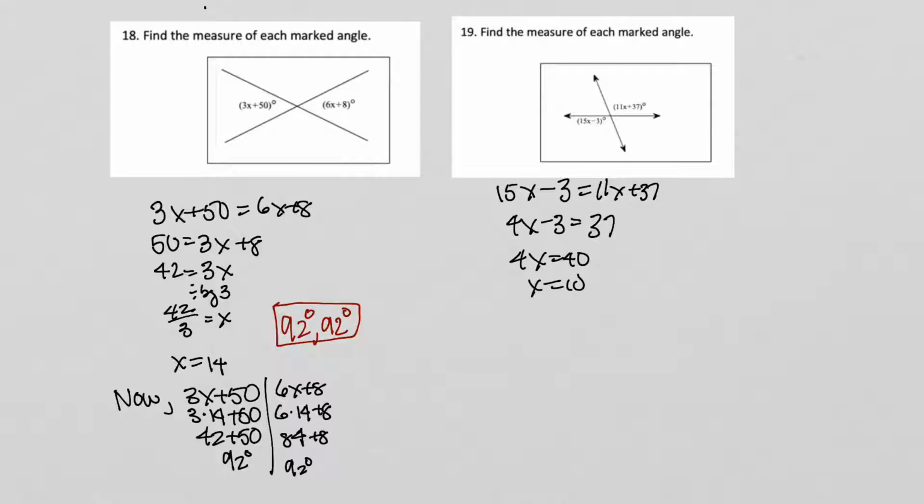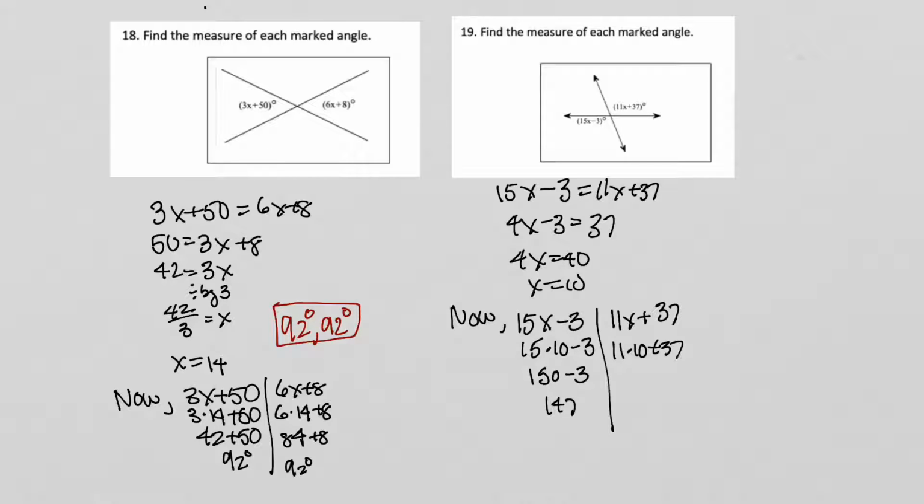So we can say now that 15x minus 3 is going to be 15 times 10 minus 3. 150 minus 3 is 147 degrees. And if we put it into the top right one, 11x plus 37, that's 11 times 10 plus 37. That's 110 plus 37, 147. So they're both equal, so I think we've got it right. And the measure of each angle is 147 degrees. And because they want 2, I guess I'll write it twice.